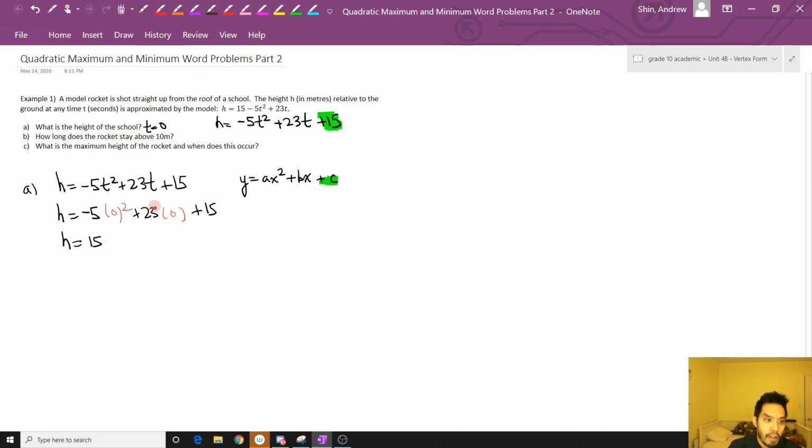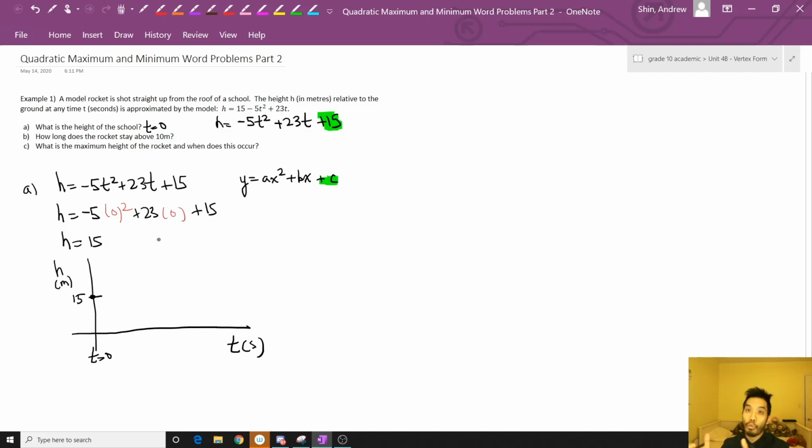Now, if I were to answer this question graphically, this is height in meters and time in seconds. This represents that y-intercept or c-intercept, that 15 there. So it's going to start at 15, which represents a time of 0. This is another way of answering this question using the graph, connecting the y-intercept to the height of the school. So there's two ways of answering this question.